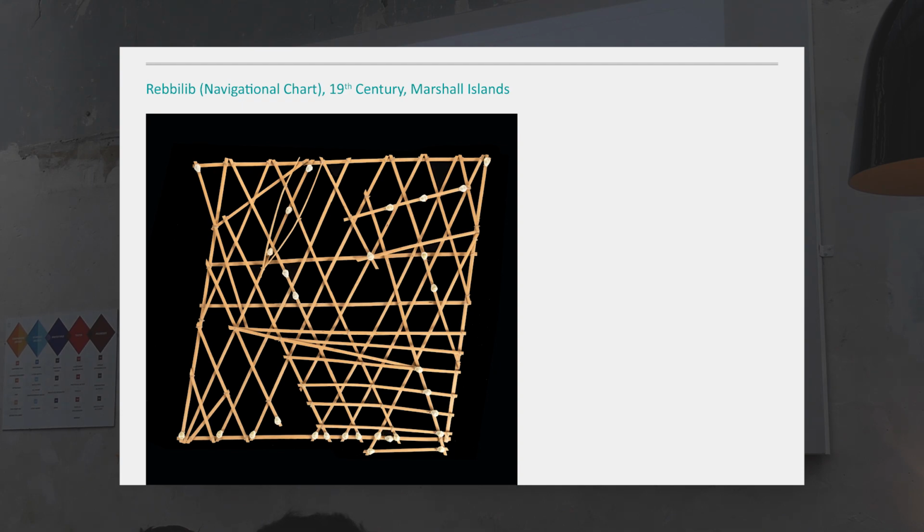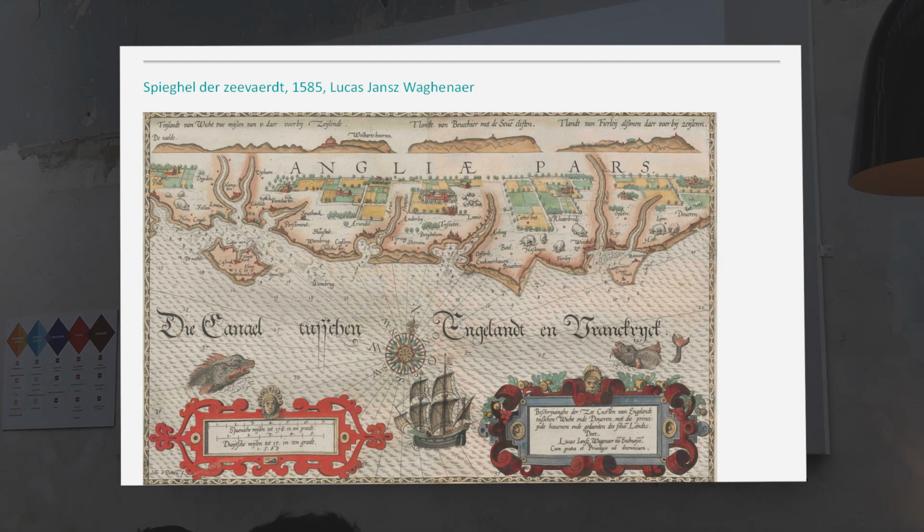These charts were not used while people were sailing. These charts were training charts for the people who would sail. So they would gather this information, they would memorize the chart, and then they would set sail. When you're sailing ships with deep hulls and much longer range, you need a different kind of information. You need compass headings and depth measurements.